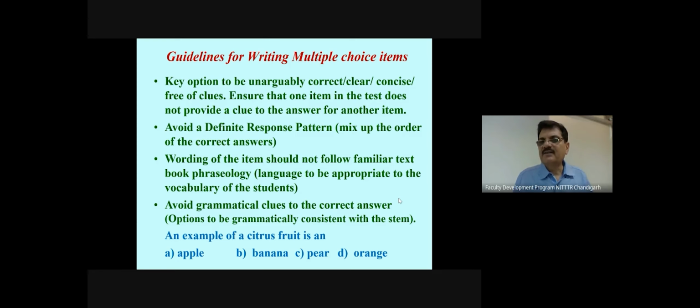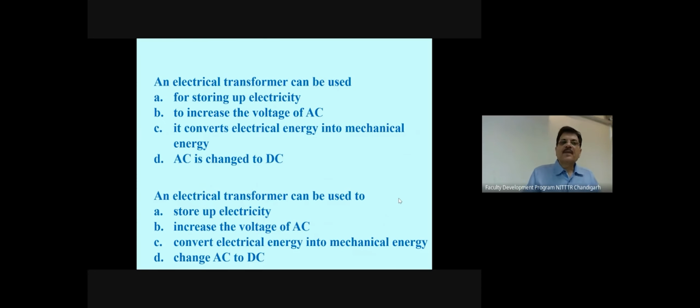Options to be grammatically consistent with the stem. An example of a citrus fruit is, और ग्रामेटिकली करेक्ट भी होनी चाहिए. जैसे ये देखिए, an electrical transformer can be used for storing up electricity, can be used to increase the voltage of AC, can be used, it converts electrical energy into mechanical energy, can be used, AC is changed to DC. तो ग्रामेटिकली कंसिस्टेंट नहीं है, तो हमने अगले एग्जांपल में बेटर बना दिया. An electrical transformer can be used to store up electricity, to increase the voltage of AC, convert electrical energy into mechanical energy, change AC to DC. तो ऊपर के जो स्टेम है और जो ऑप्शंस हैं, they should be grammatically consistent.